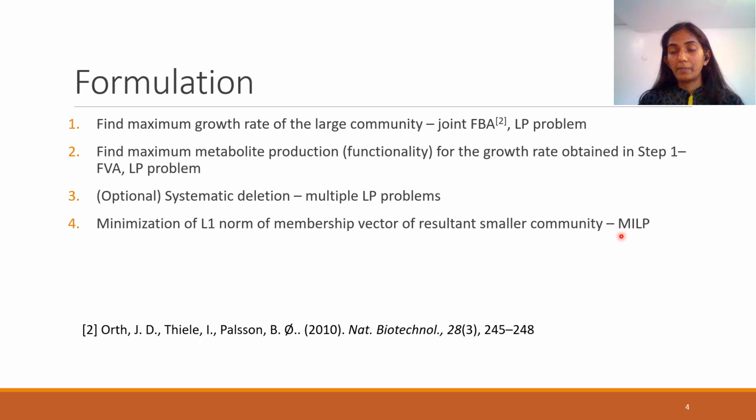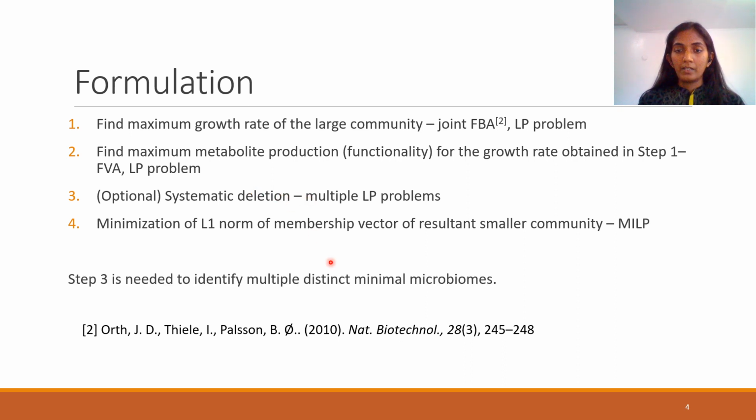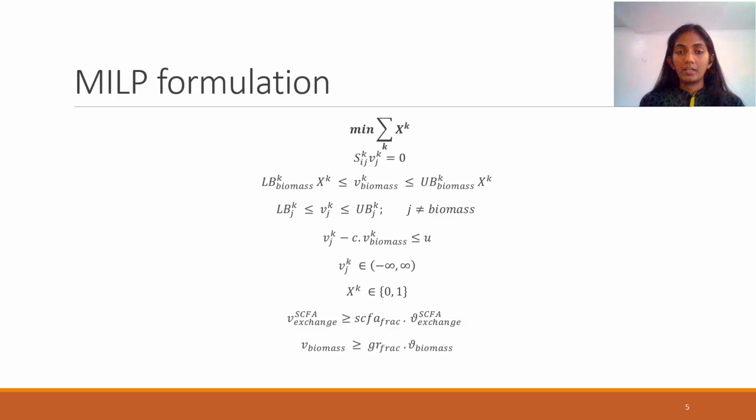The size of this MILP will depend on the size after the third step, after the deletion steps. The third step is optional. It not only helps reduce the size of the MILP, it's also needed to identify multiple distinct minimal microbiomes because the identified microbiome will depend on the sequence in which deletion was done. The MILP formulation is as follows.